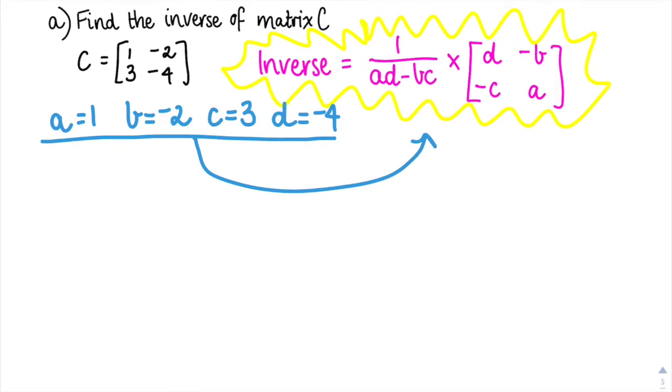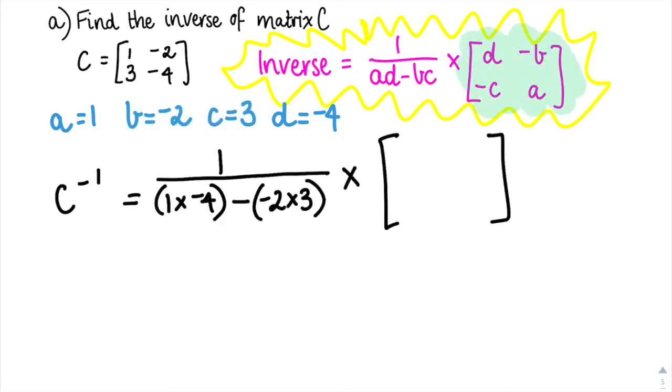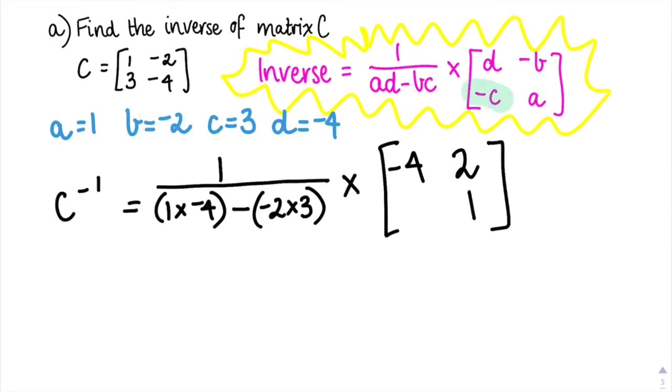We have 1 divided by 1 times -4, as A is 1 and D is -4. Take away B times C, which is -2 times 3. Let's multiply all of that by a matrix following this orientation. D is -4, so I'll pop a -4 here. I'm going to put my A down here. A is just 1. Now for the B and C elements. We keep them in the same position, however we need to change the signs. B was initially -2, so we need to change that to a +2. C was initially +3, so we need to change that to a -3.